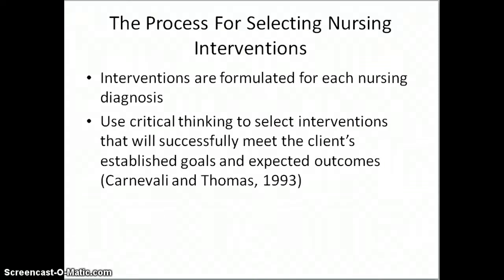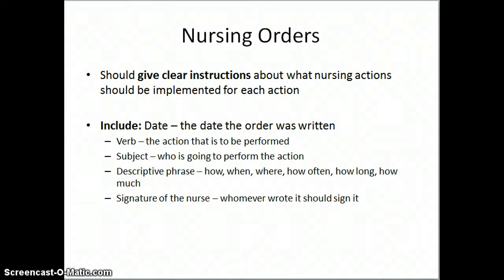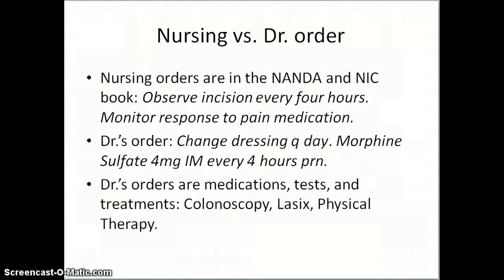To select a nursing intervention then, we want to use our critical thinking so we can meet those goals and expected outcomes, and our orders then are going to list the date that the order was written, what we need to do, who's going to do it, how, when, where, how often, and then the nurse will sign that she has completed that.